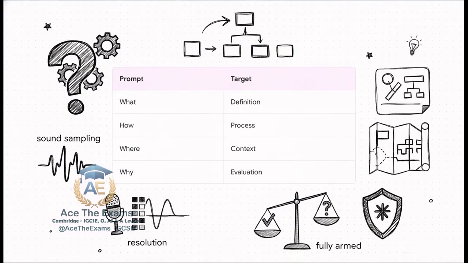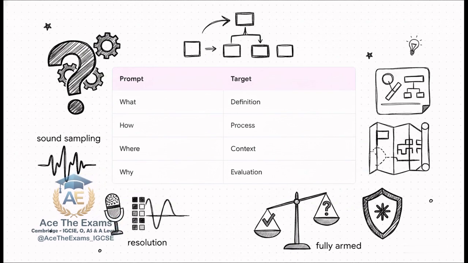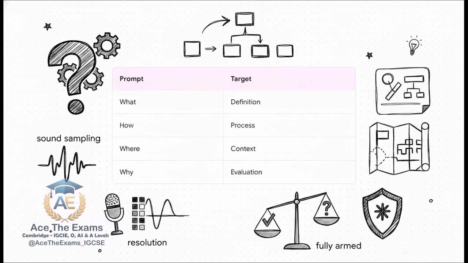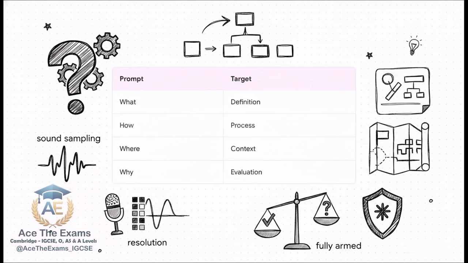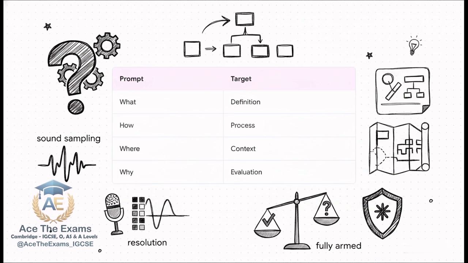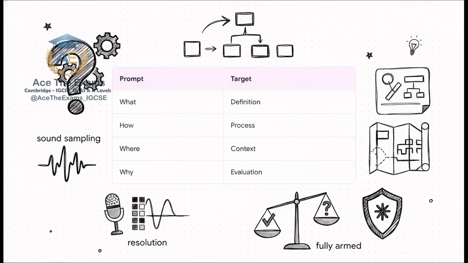Now, what's really interesting about this slide is that this matrix is your ultimate exam safeguard. It is a highly actionable, final mental checklist to test if a topic is truly ready for exam day. For any concept you study, especially complex ones like sound sampling and resolution, ask yourself these 4 prompts. Number 1, what is it? Number 2, how does it work? Number 3, where is it used? And number 4, why choose it over an alternative?